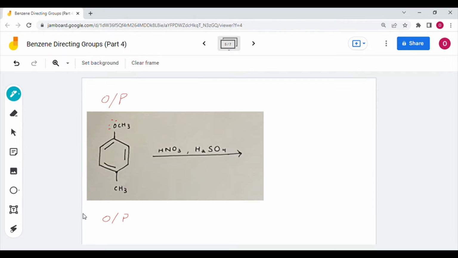Just by looking at it, this methyl group is a weak ortho-para group because this OCH3 has actual electrons on it to donate, whereas CH3 doesn't really have extra electrons. It has extra electron density, but not electrons itself. So because of that, OCH3 is the stronger ortho-para group.